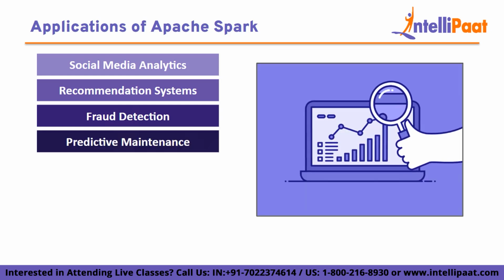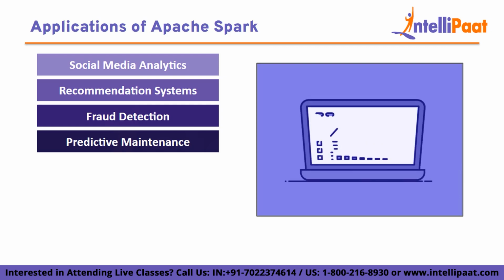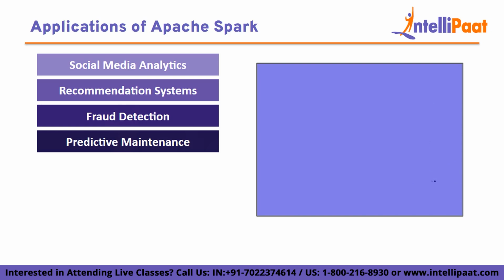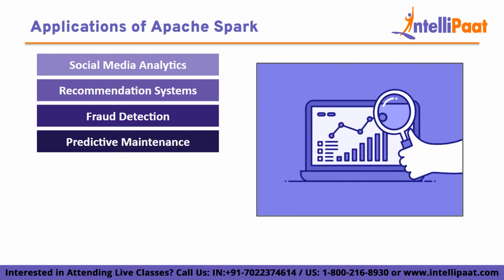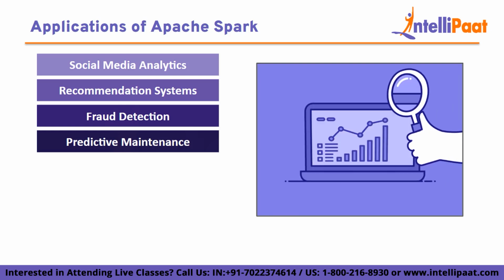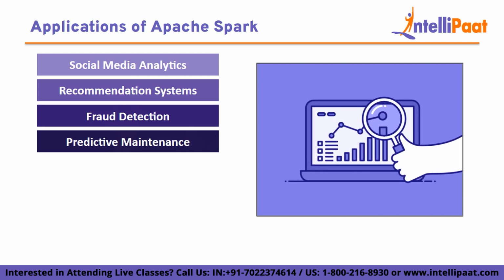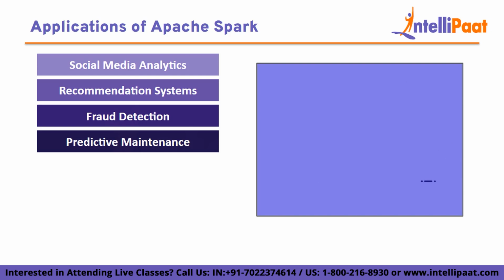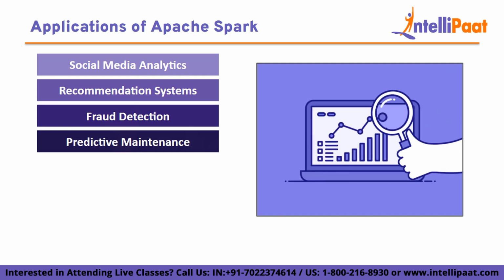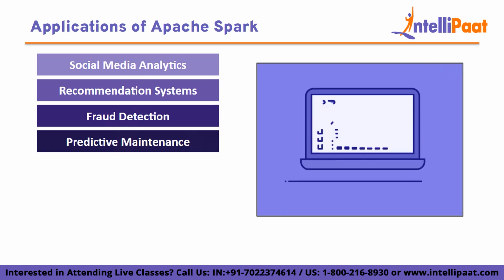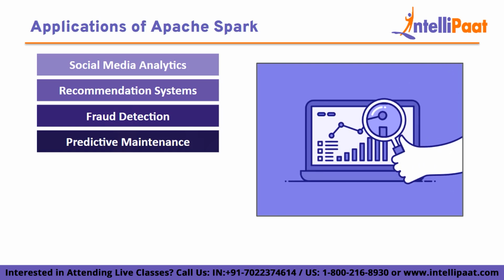Then we have predictive maintenance. In industries like manufacturing and transportation, Spark plays an important role. Spark helps predict when machinery or vehicles need maintenance. By analyzing sensor data and equipment performance in real time, Spark can detect early signs of potential failure. This allows companies to schedule maintenance proactively, reducing downtime and saving costs on reactive repairs.